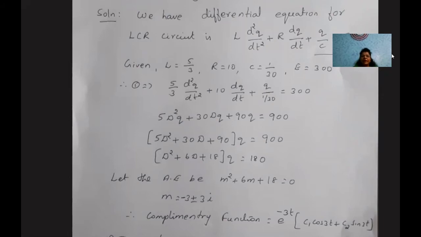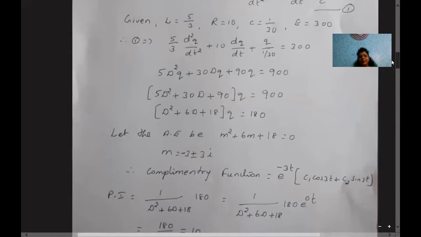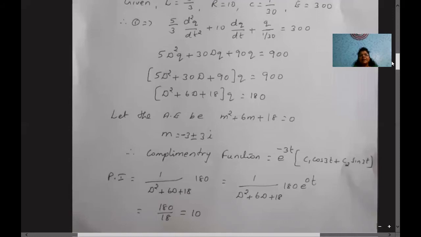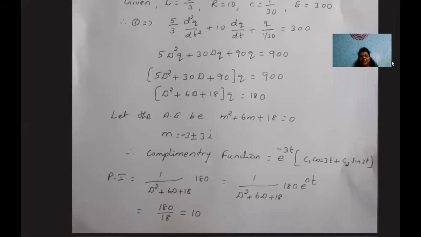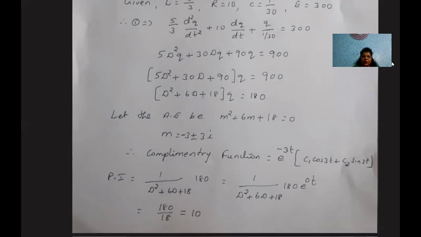Now from the given data, the values of L, R, C and E, I am going to substitute in equation number 1. So equation number 1 will be 5 by 3 d square q by dt square plus 10 dq by dt plus q by 1 by 30. 1 by 30 is the C value. It's equal to 300. Now take LCM of this 3 and bring the denominator 3 to the other side, we will obtain the equation as 5 capital D square Q plus 30 capital DQ plus 9Q is equal to 900.